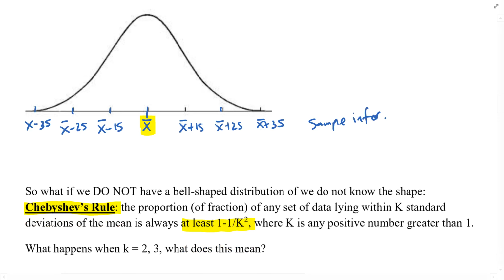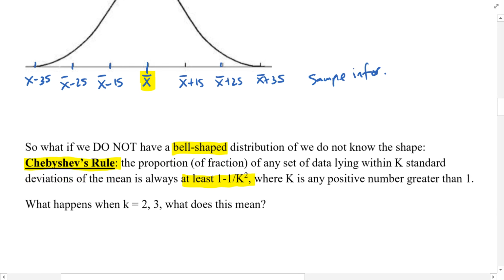If you don't know that the distribution has a bell shape, then we use Chebyshev's rule. This rule works for any data, any type of distribution. It could be symmetric, skewed left, or skewed right. So this works for any data set. It says the proportion of any set of data, again any set, that lies within k standard deviations of the mean is always at least 1 minus 1 over k squared, where k is a positive number greater than 1.